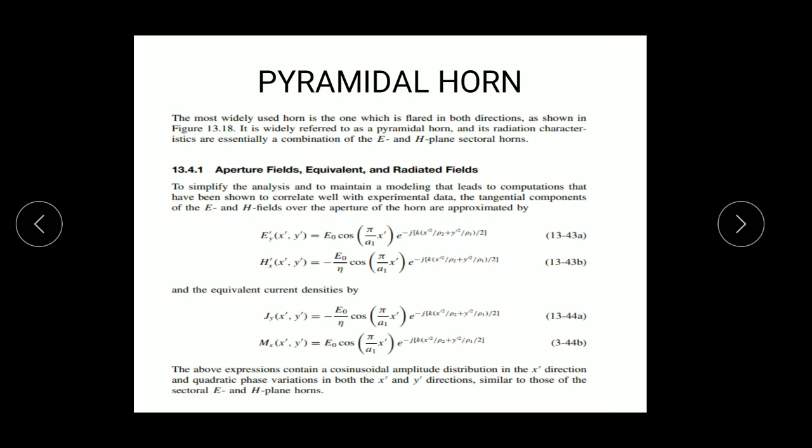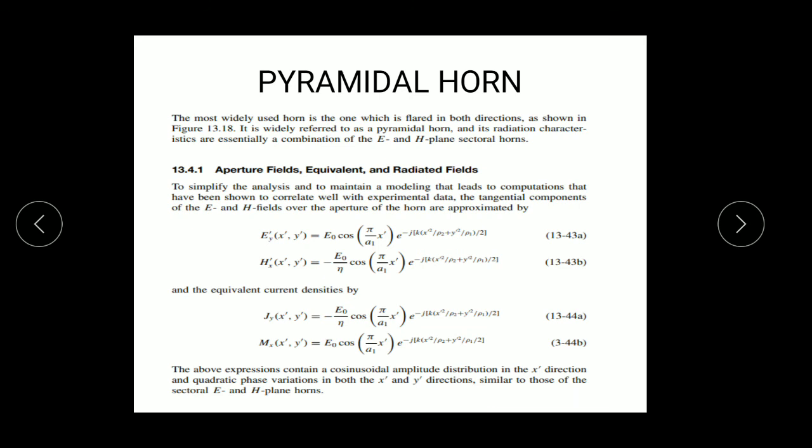The most widely used horn is the one which is flared in both directions. Basically, it flares in both the E and H field directions, as shown in the figure. It is widely referred to as the pyramidal horn, and its radiation characteristic is essentially a combination of the E and H plane sector horns. Its simplicity of analysis and modeling leads to computations that have correlated well with the experimental data.